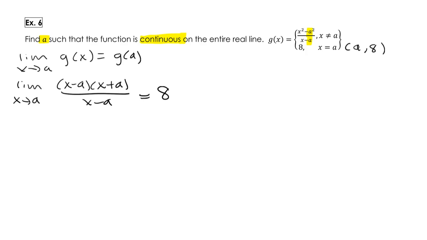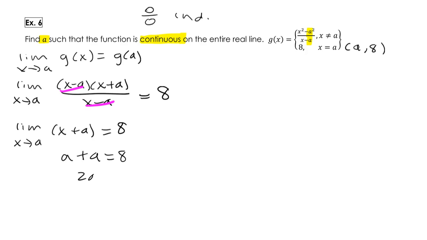If I try subbing a in, I'm going to get 0 over 0. You guys remember that that's indeterminate, which means more work. The first thing is factor, which I kind of just did instinctively. Did you see the x minus a's cancel? So now I no longer have that 0 on the bottom, so I can work through this. If you replace x with a, I'm going to get a plus a equals 8. 2a is 8, and a is 4.